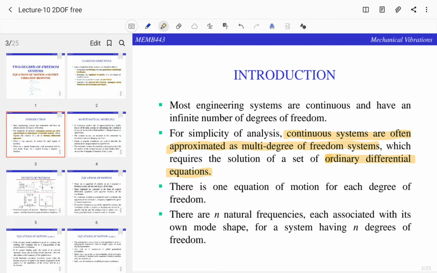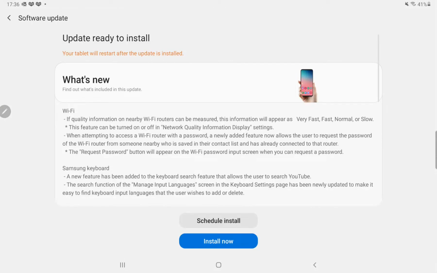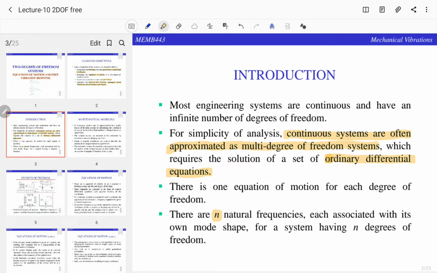So there is one equation of motion for each degree of freedom. In other words, if you have n natural frequencies, each associated with its own mode shape for a system, then you would have n degrees of freedom. In other words, if you have 2 degrees of freedom, that means you're going to have 2 natural frequencies. So that's what it means.